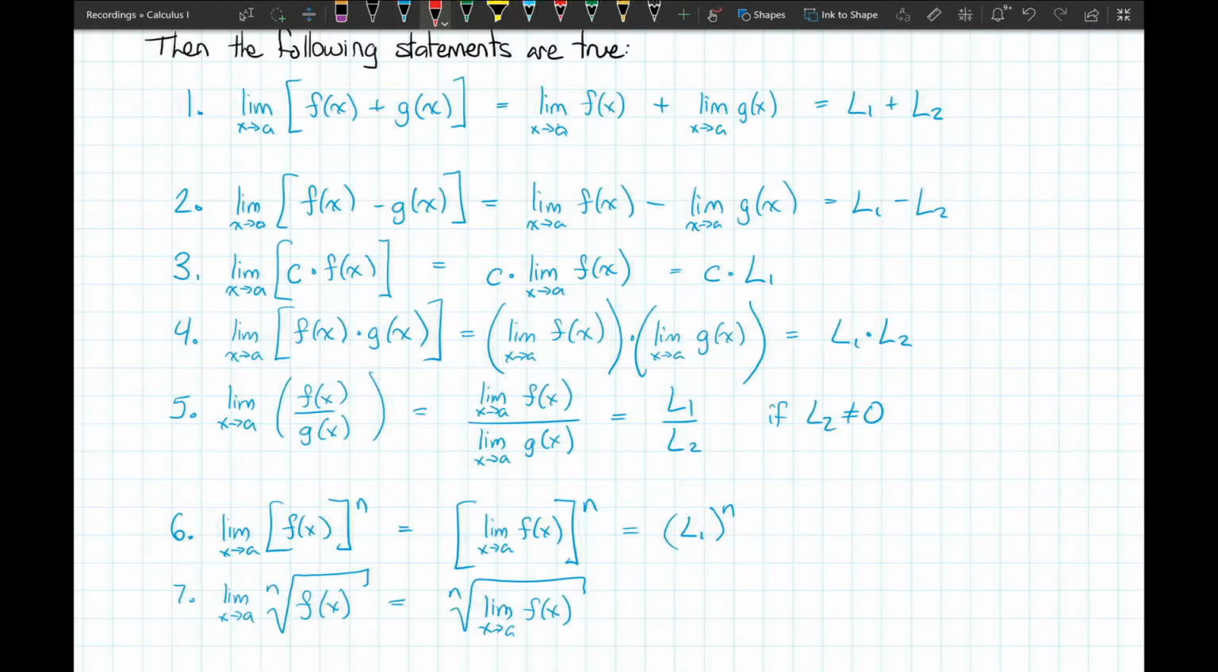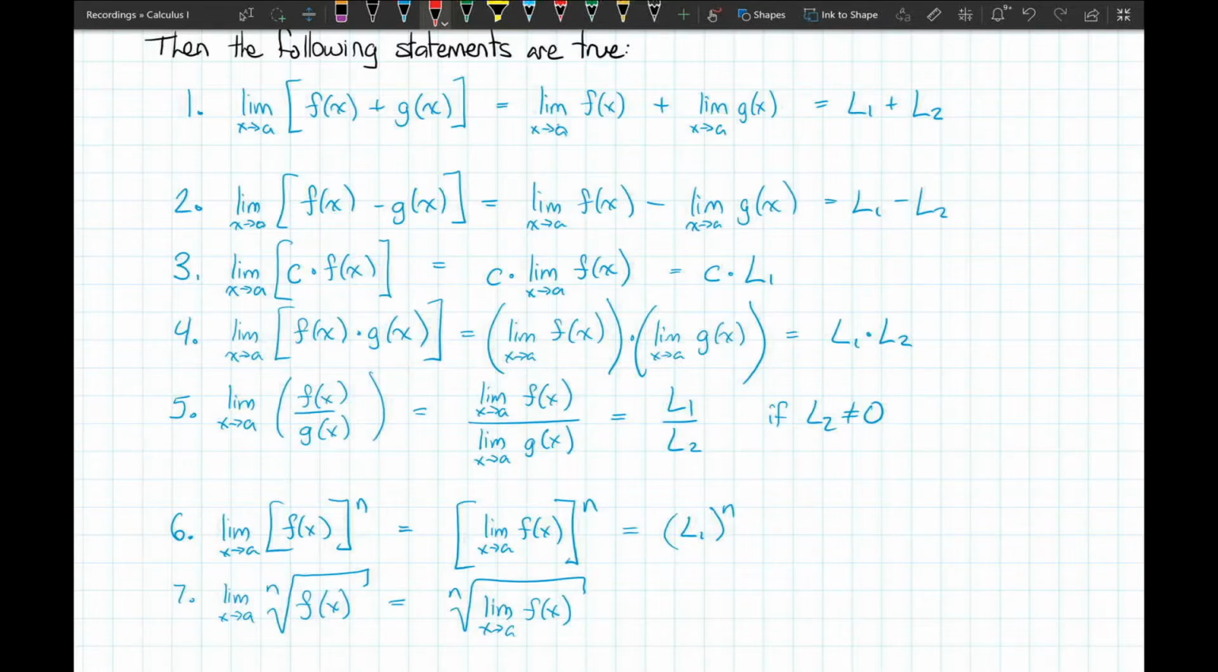Now, what if that power happens to be some sort of fraction? Fractional exponents can be translated into roots. And so rule number 7 is very much the same. It's just instead of an nth power, we have an nth root. And if we have the limit of the nth root of some function whose limit does exist, then apply the limit concept to the function, and then take the nth root of it.